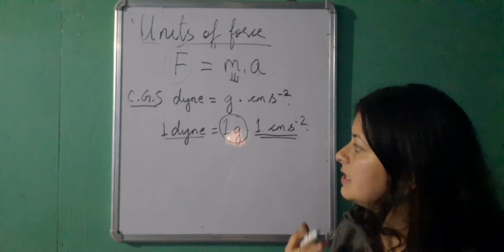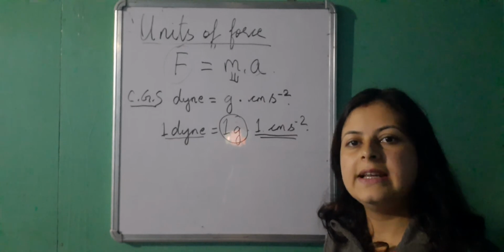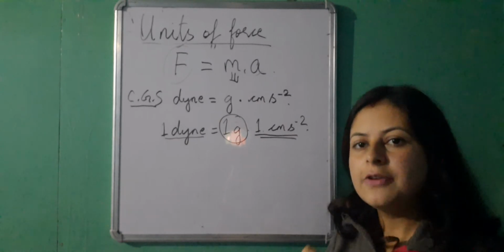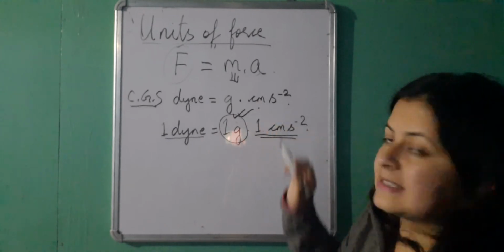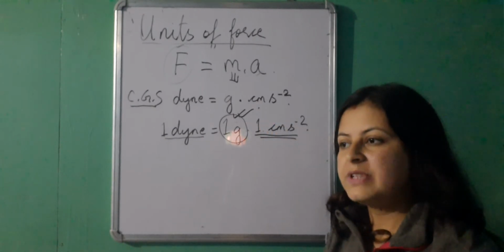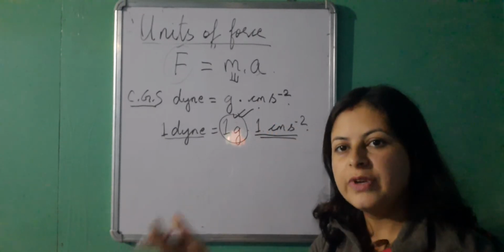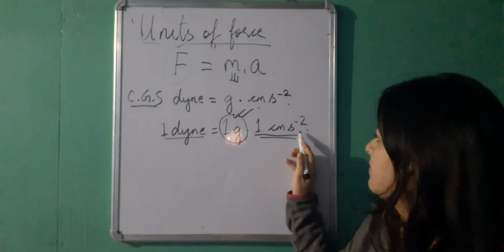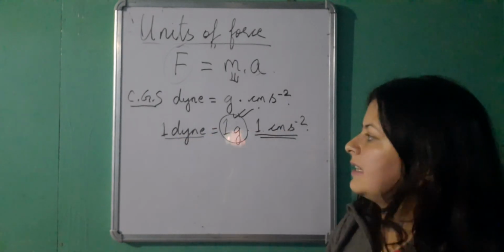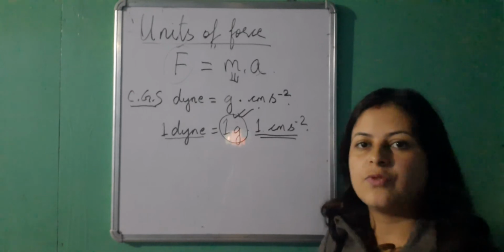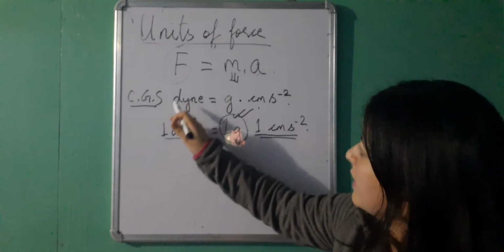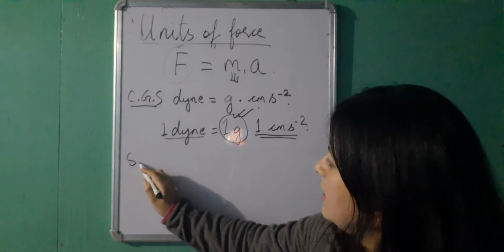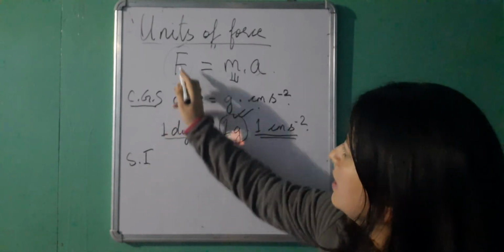So how much is 1 dyne equal to? 1 dyne is the amount of force if you apply it to an object whose mass is exactly 1 gram, and if the object starts moving with an acceleration of 1 centimeter per second square, then we can say that we have applied a force of 1 dyne on the body. Similarly, we go to the SI system.